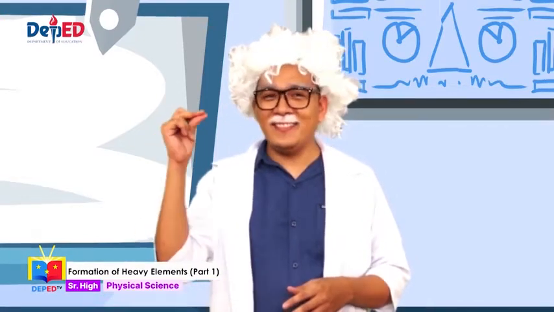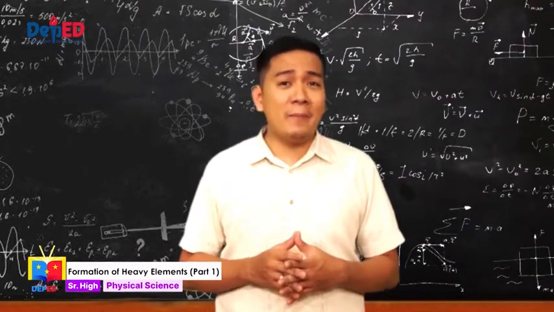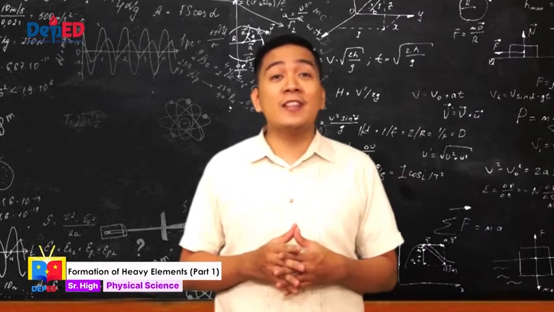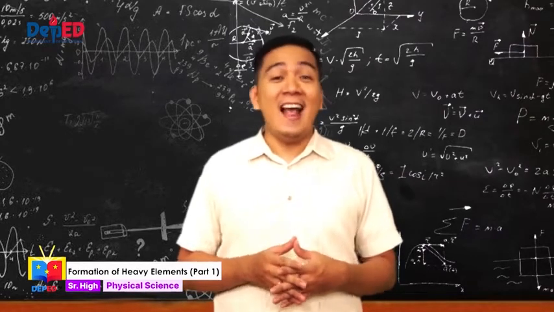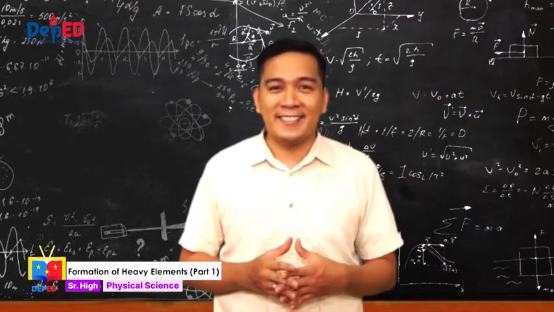Back to you, Teacher Iman. That is how the light elements were formed during the Big Bang nucleosynthesis and how some light elements were formed during the stellar nucleosynthesis. Let's have a little review and see how much you learned about element formation.